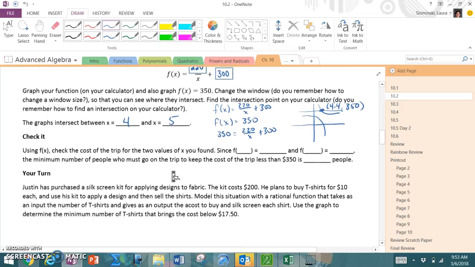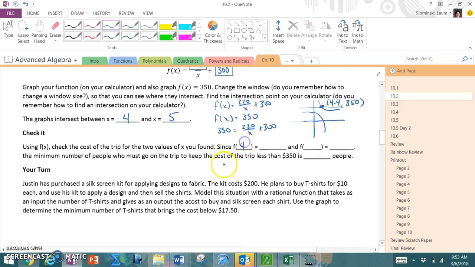So when it asks us to check, I would do f of 4, which means I do 220 divided by 4 plus 300, gives me 55 plus 300. So if 4 people go, I owe $355. And then if 5 people go, I would do 220 divided by 5 plus 300, gives me 44 plus 300, so it's $344.